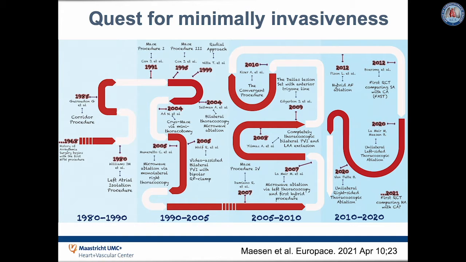Since the introduction of the Cox-Maze procedure, there has been a quest for more minimally invasive procedures. In 2005, Randy Wolf introduced the video-assisted bilateral PVI with a bipolar radiofrequency clamp. This technique was further optimized in 2008 by Yilmaz and colleagues to a complete thoracoscopic approach. In 2012, the hybrid approach was introduced, and in 2020, two unilateral thoracoscopic approaches were introduced, one from the left side and the other from the right side.